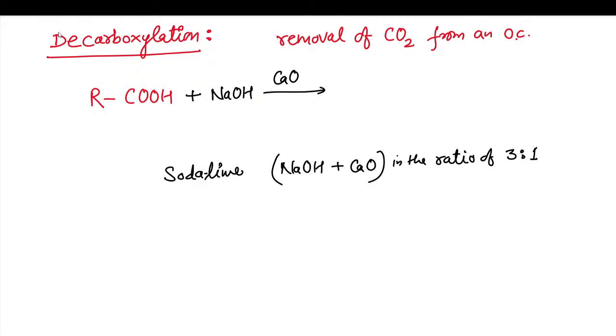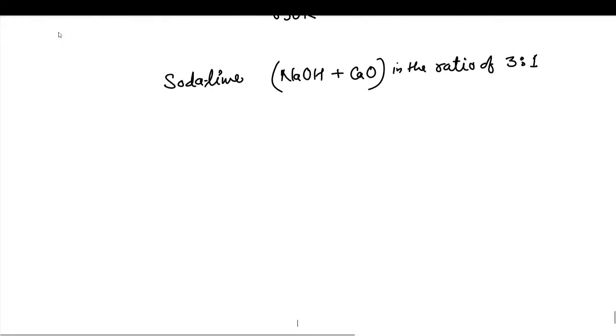So when it is treated, what would we get? We get an alkane with one carbon atom less than the carboxylic acid, along with sodium carbonate. The temperature is high, 630 Kelvin is required, but this is the method to prepare methane.